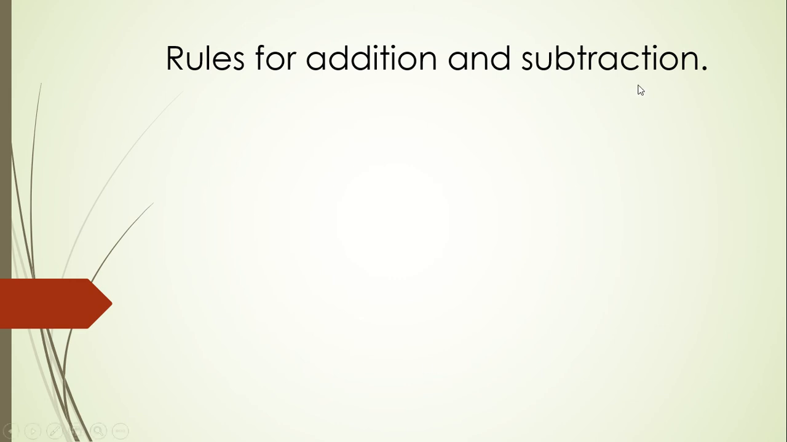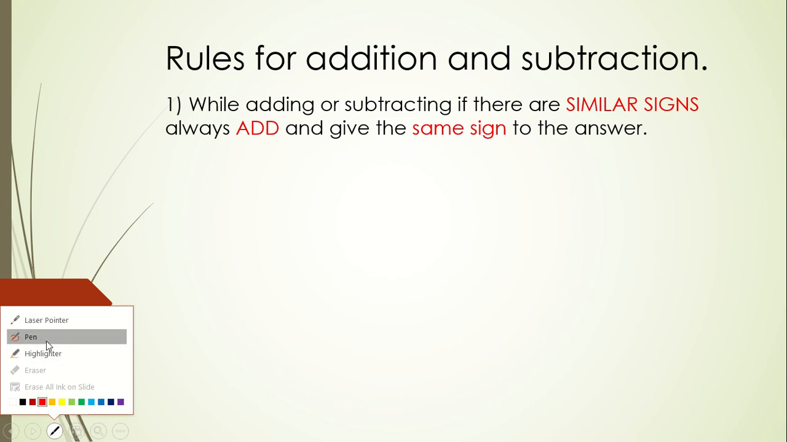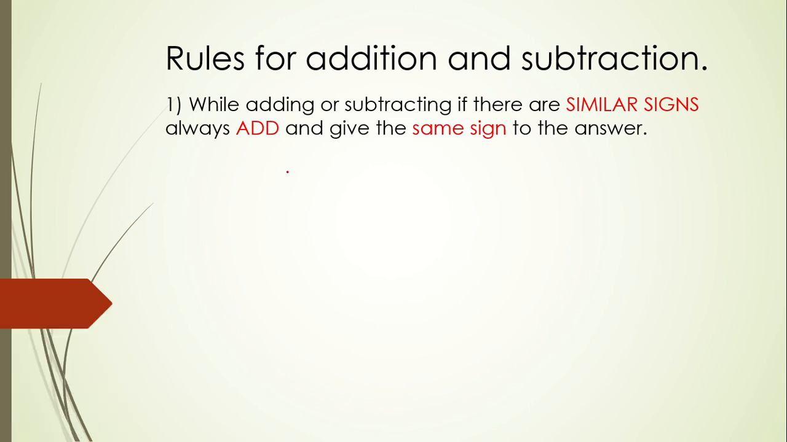Rules for addition and subtraction. While adding or subtracting, if there are similar signs, always add and give the same sign to the answer. So you have to always remember these are the rules for addition and subtraction. Rules for multiplication and division are different. Now, while adding or subtracting, if there are similar signs, meaning the signs are the same, both the numbers are having a positive or negative sign.